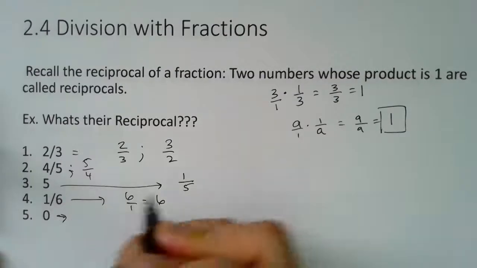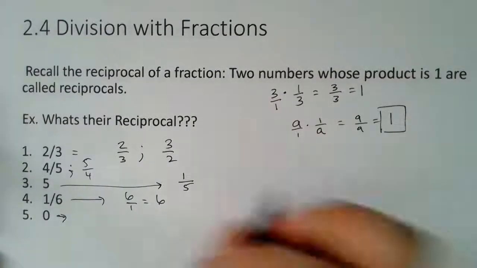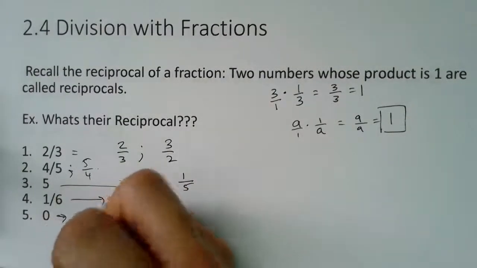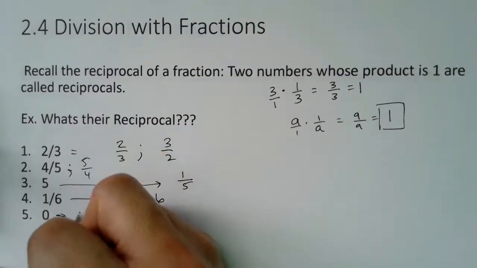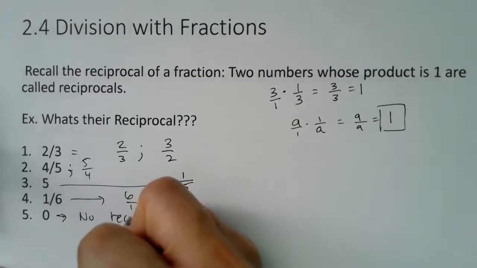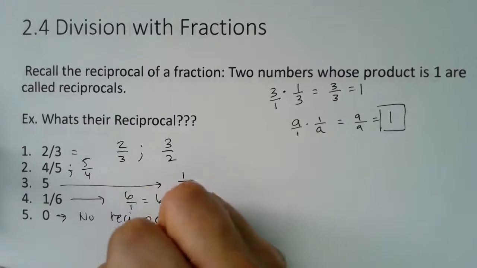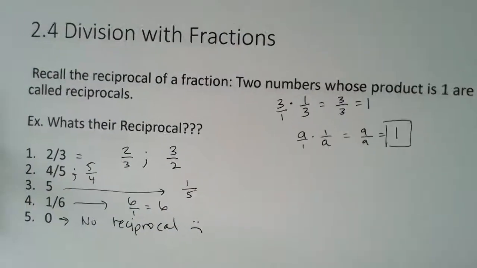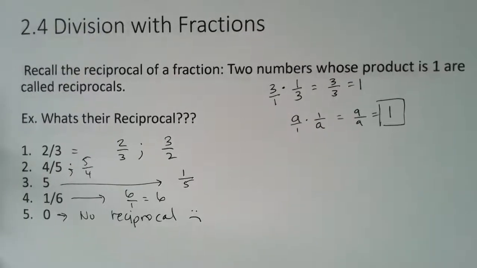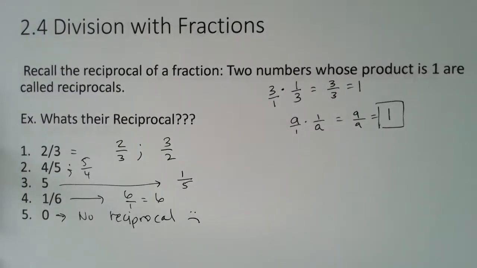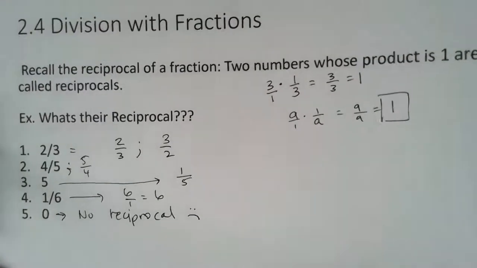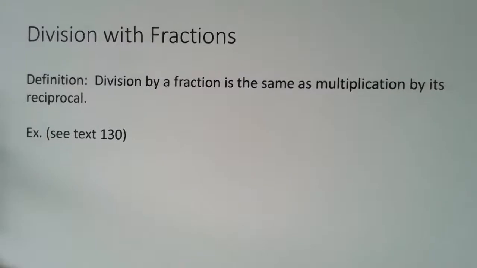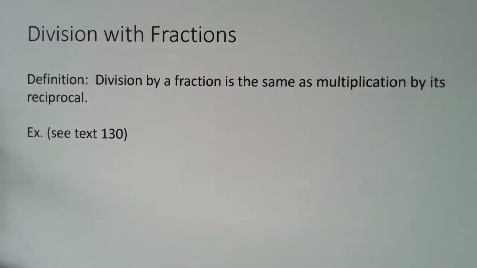And 0, what would 0 be? Well, you cannot divide by 0, so 0 does not have a reciprocal. Because how can you multiply a number by 0 and get 1? That's literally impossible, right? So 0 does not have a reciprocal. Okay, so division by a fraction is the same as multiplication by its reciprocal.